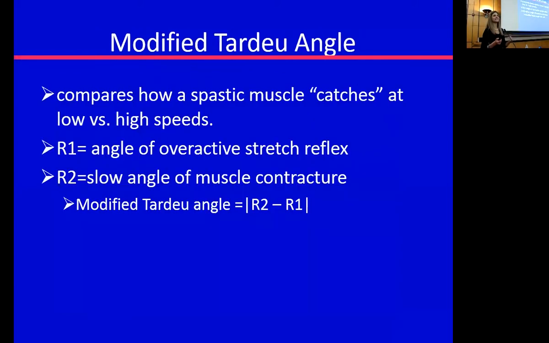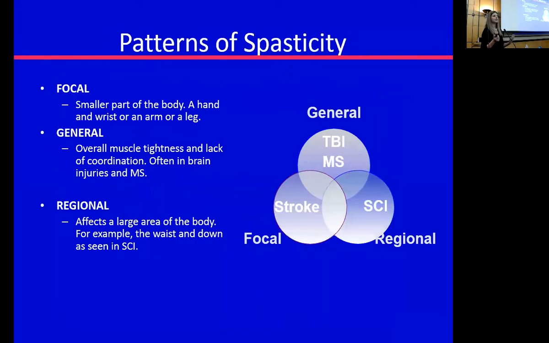And the Tardieu scale, like I said, is often used when using Botox to inject the muscles to see if there's been an improvement, and it typically is the difference between the catch angle and the angle of a slow range of motion. So spasticity can be defined into focal, general, and regional.